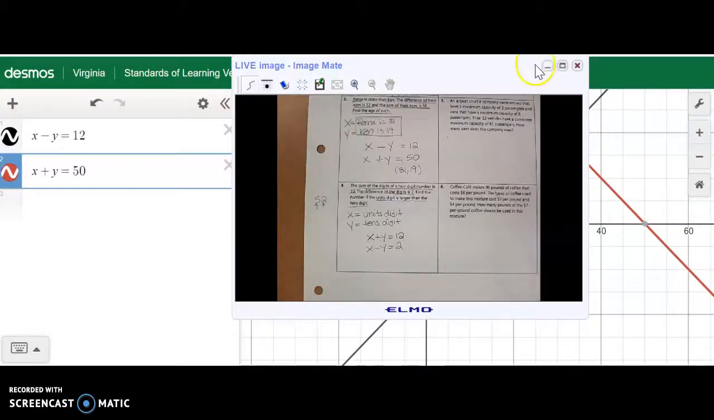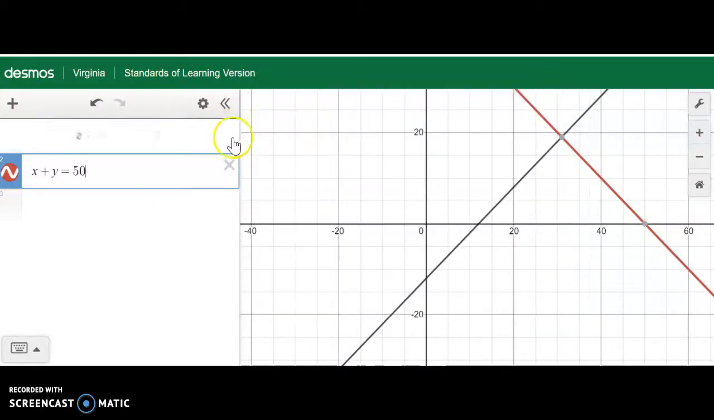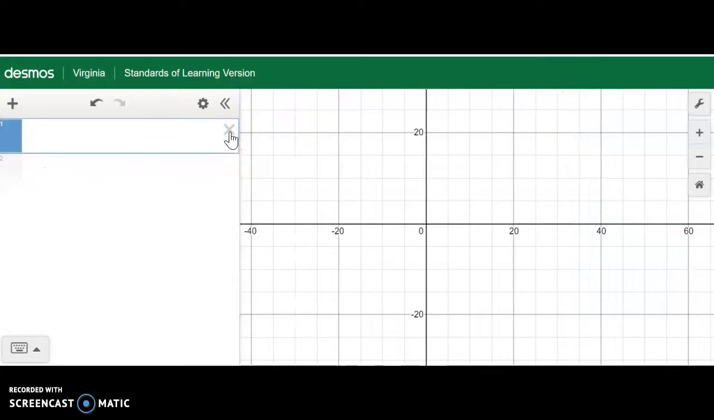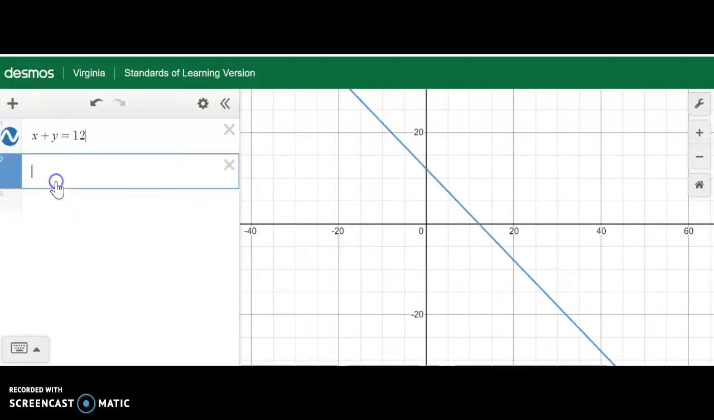I shouldn't have to keep going back and forth to Desmos, and I may not. You might just have to take my word for it or type it in yourself. So X plus Y equals 12, and then X minus Y equals 2, because it said the units digit was larger, so we're putting that first. My solution here is 7, 5, but that's not my answer.